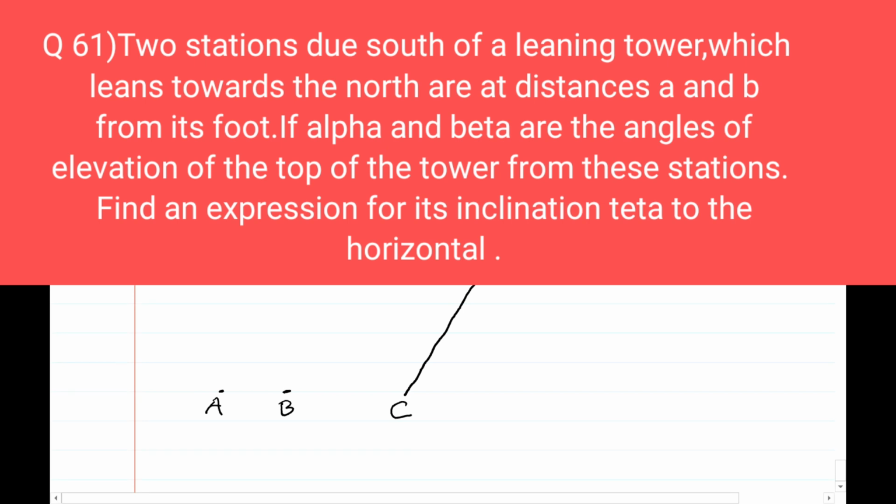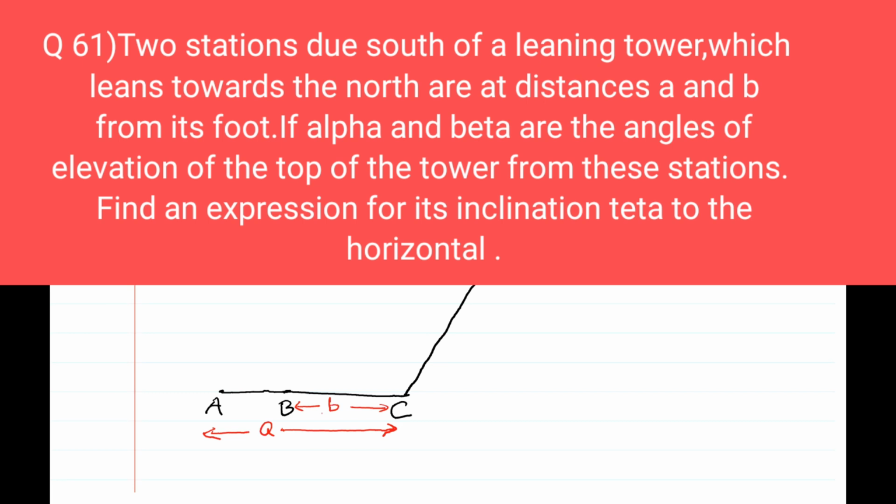Then two stations due south of a leaning tower which leans towards north are at distances A and B from its foot. That means A and B are at distances A and B from its foot, which means this distance is A. C is the foot of the leaning tower, and to the second station the distance is B. Okay, so these are given. All of you understood till here? The two stations are at distances A and B from its foot.